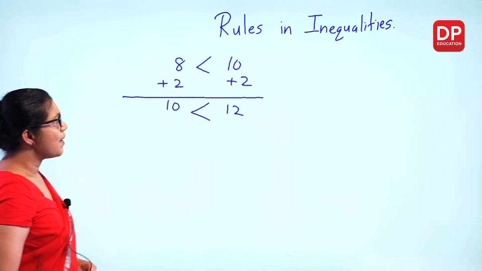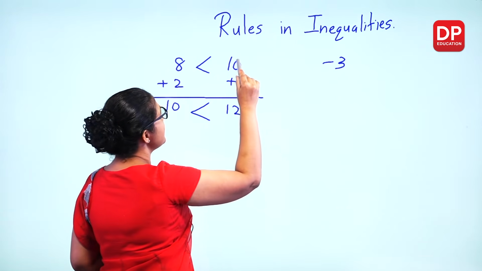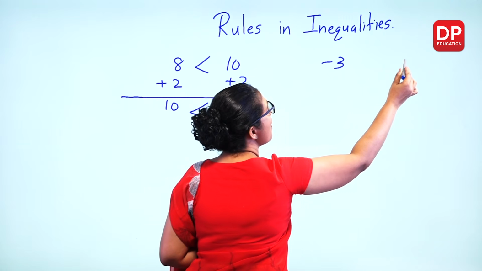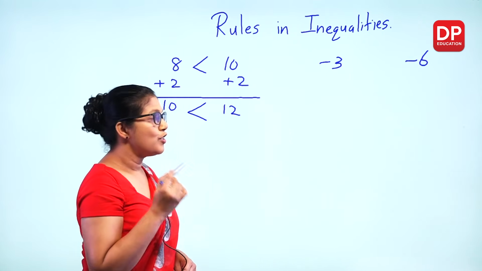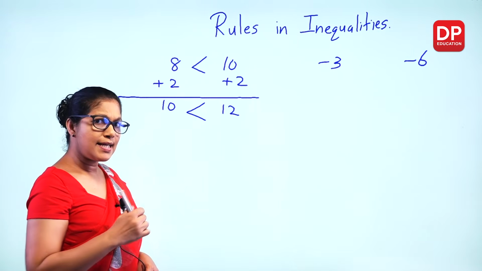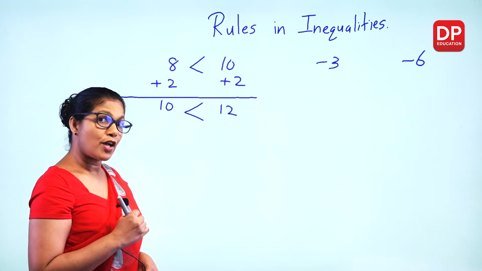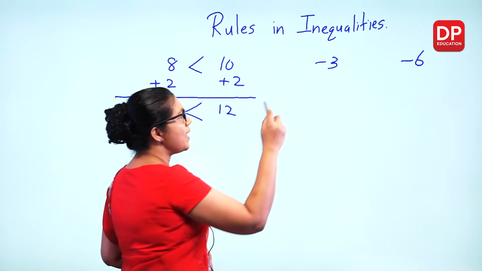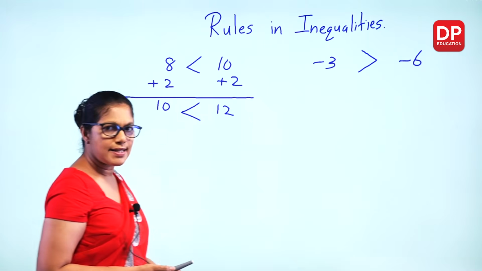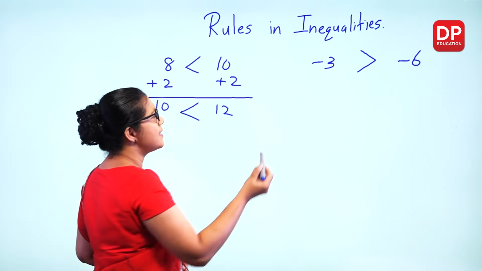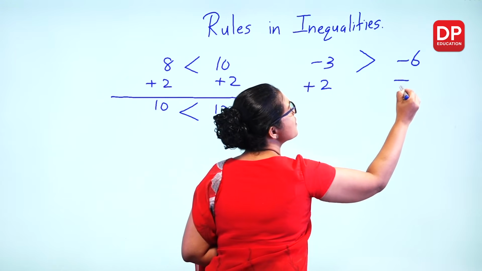Now we'll take another one. We'll take minus 3 and minus 6. Which one is bigger? When you take the number line, minus 3 is to the right compared to minus 6. So we can say minus 3 is greater than minus 6. Now we'll add the number 2 to both sides. What happens?